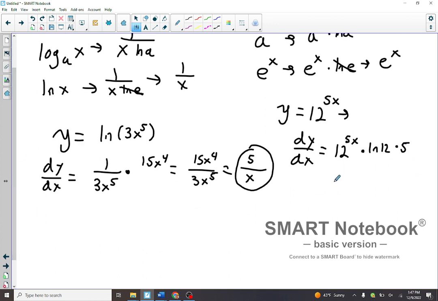Very important here, don't make a mistake. 5 cannot mix with 12 to the 5x. These are definitely different because they have different exponents. Like this cannot mix with this. So you can only write them next to each other like this. No combining. So don't be overeager in that sense.